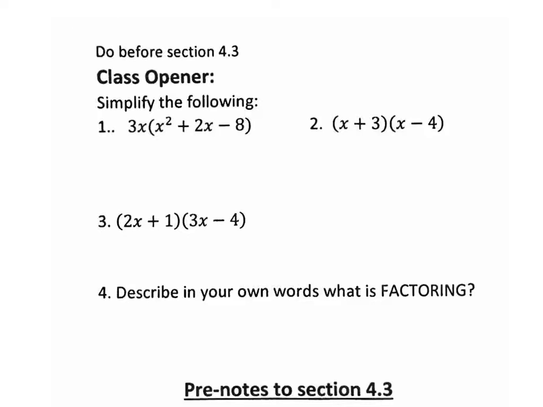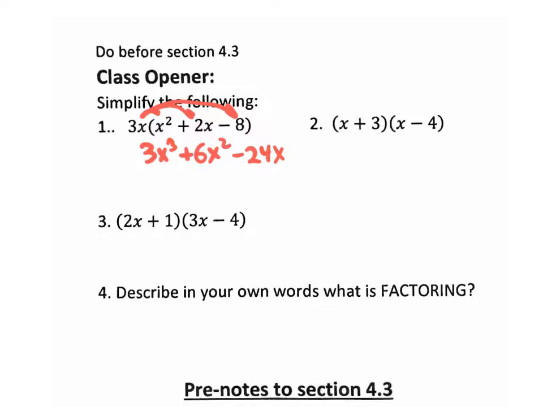Okay guys, so these are the skills that you need to be able to understand section 4.3. So obviously you need to be able to distribute, right? 3x times x squared, that's 3x to the third. 3x times 2x, that is 6x squared. 3x times negative 8, that's negative 24x. Everybody should know that from Algebra 1.